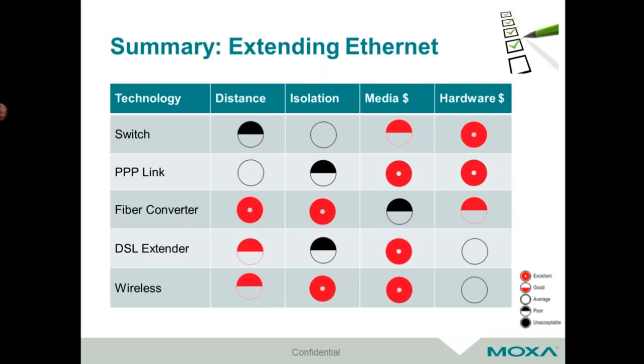We switch over to fiber converters, which are awesome for distance because fiber can go upwards of 50 kilometers, and it's great for isolation because most fiber will be isolated. However, fiber tends to be very expensive.